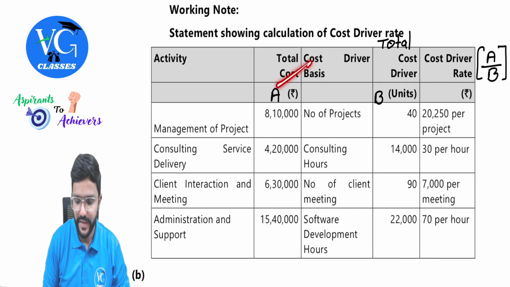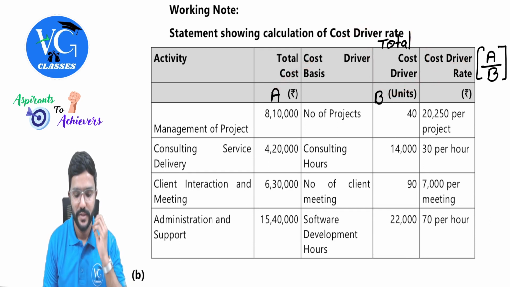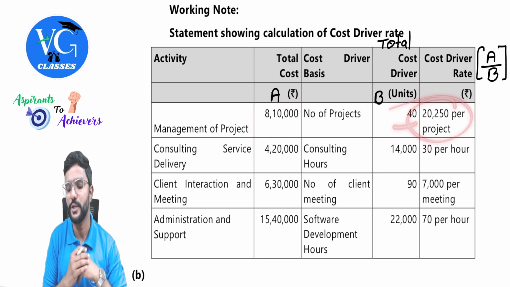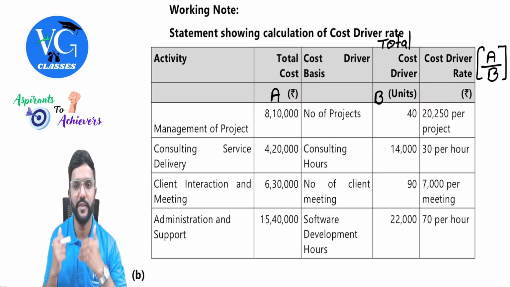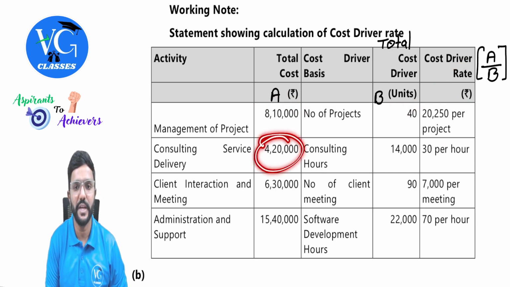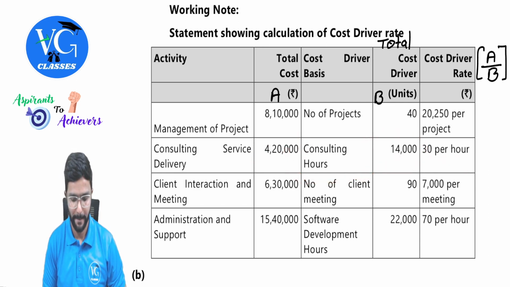Yes. So total activity cost divided by total cost driver. If you do, we will get the cost driver rate. So here 8,10,000 divided by 40, we will get 20,250 per project. Same way for the others, guys. 4,20,000 is the total activity cost here, divided by total consulting hours, which is 14,000. So you divide, you will get 30 rupees per hour.